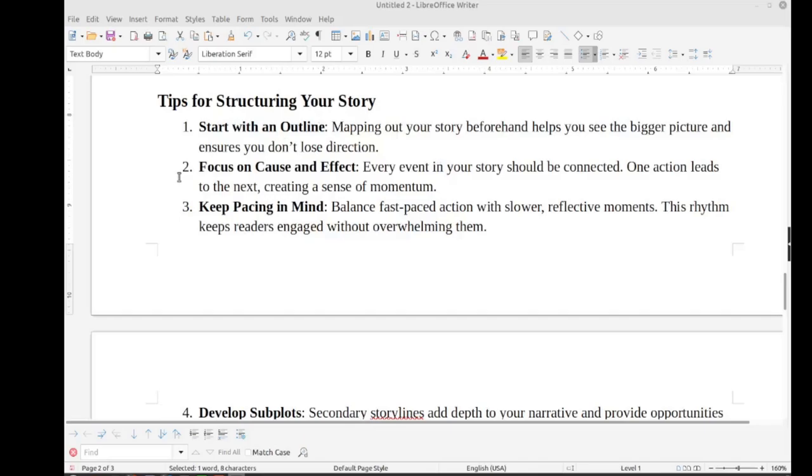But next, you want to focus on the cause and effect. Every event in your story should be connected. One action leads to the next, creating a sense of momentum. When I write a story, since I don't use an outline, generally my question is, so what happens next? Where does this lead? And my stories are character driven, so all the rising action comes from the characters and their reactions to the previous thing that just happened.